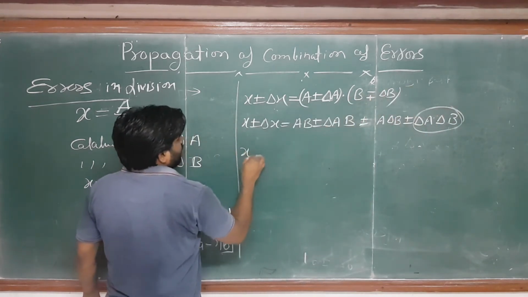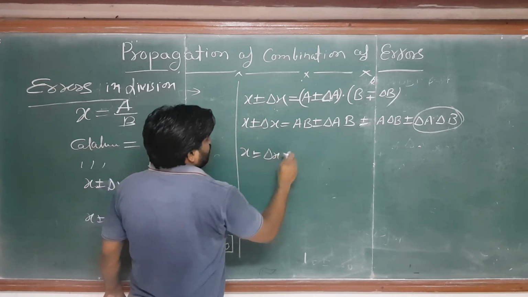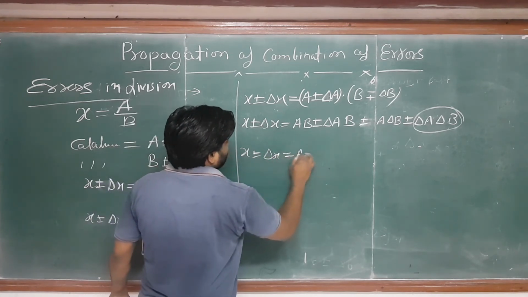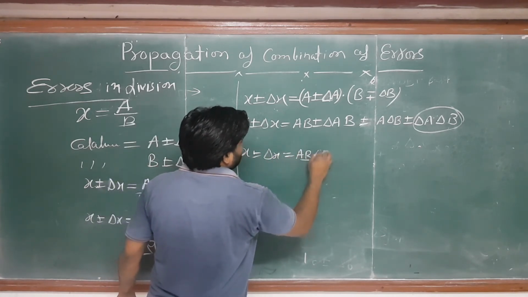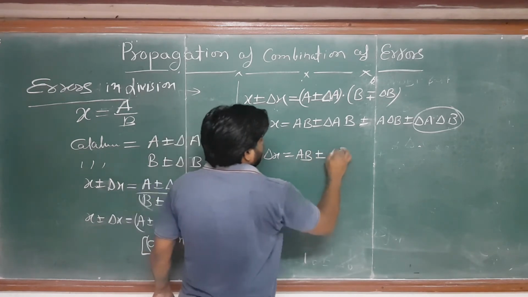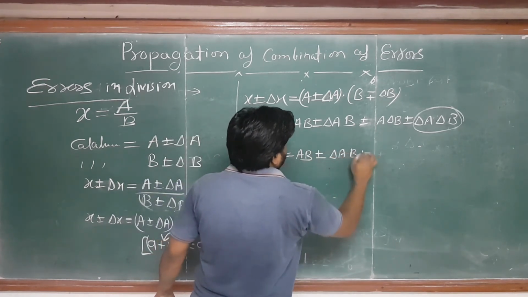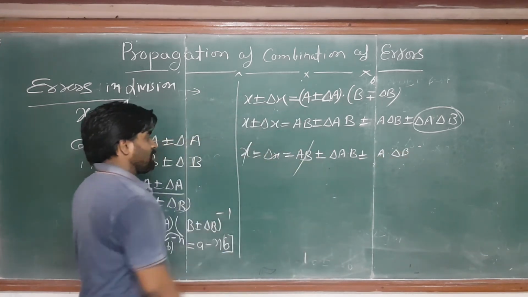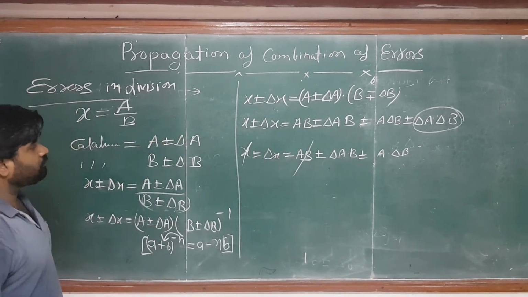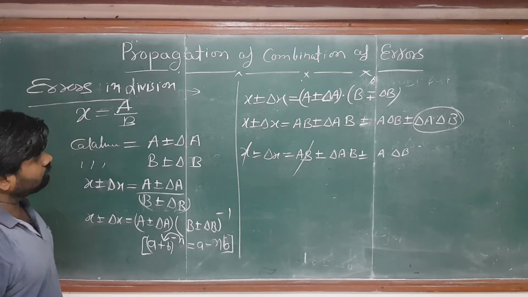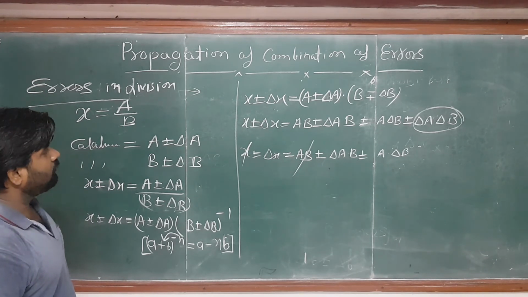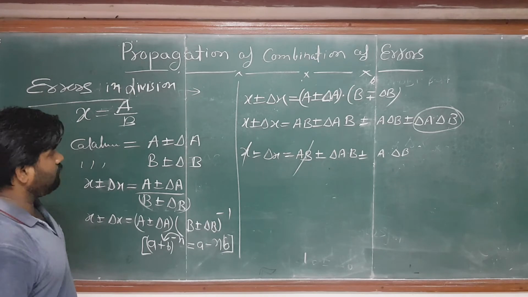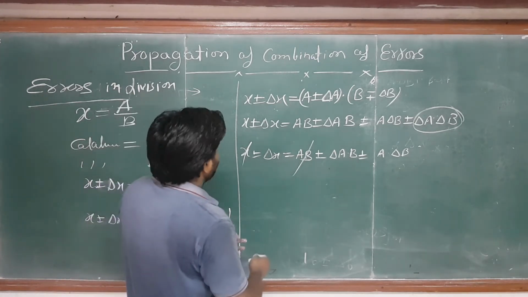Okay, this x ± Δx, again the same story. Then a dot b, multiplication Δa dot b plus minus a dot Δb. I told you this x will cancel because I have to take the common.